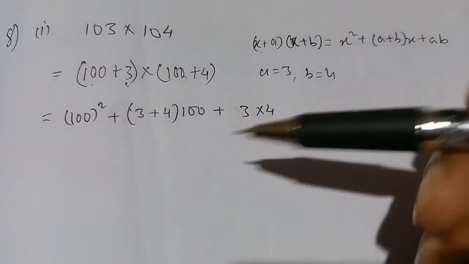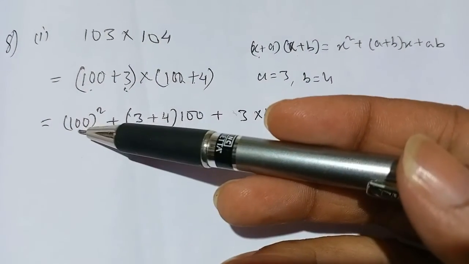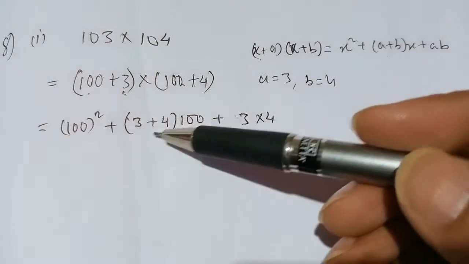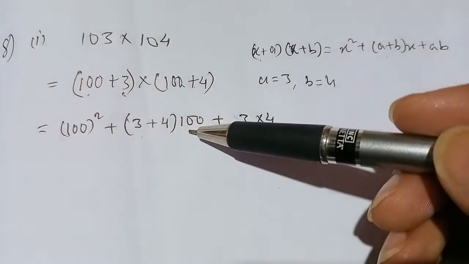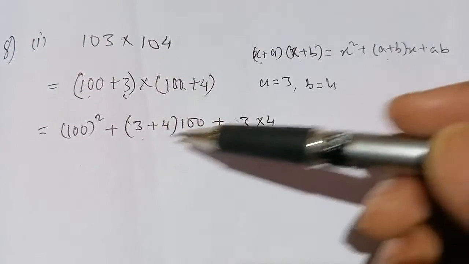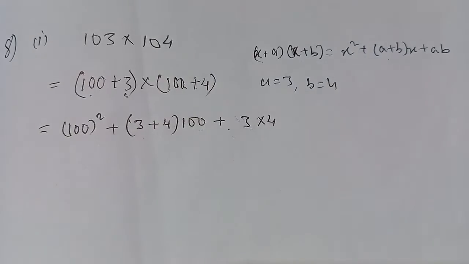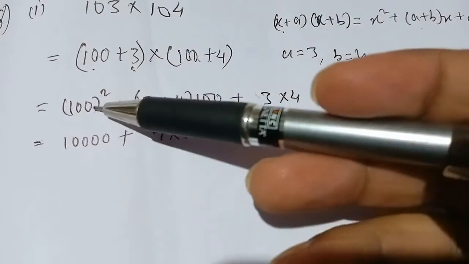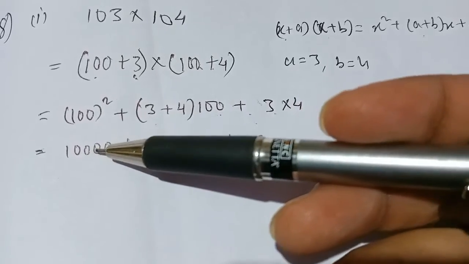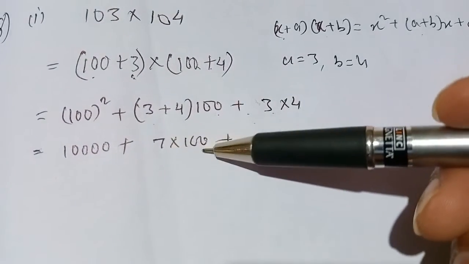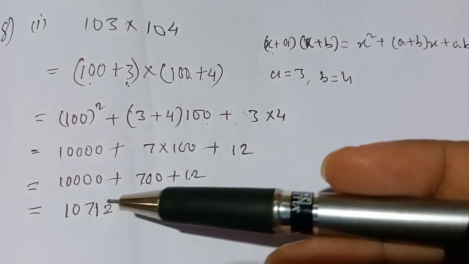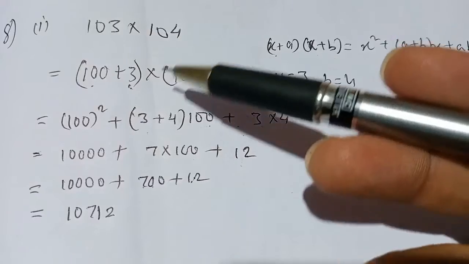Now according to this formula, x square, that means 100 square, plus a plus b, that is 3 plus 4, into x, x is 100, plus a into b, a is 3 and b is 4, so 3 into 4. We write according to the formula and solve it now. 100 square, you only have to double the zeros: 1, 2, 3, 4, 10,000. 3 plus 4 is 7. 7 into 100, and 3 fours are 12. Now see, this is the solution, 10712. Okay, so this is the solution of this question.